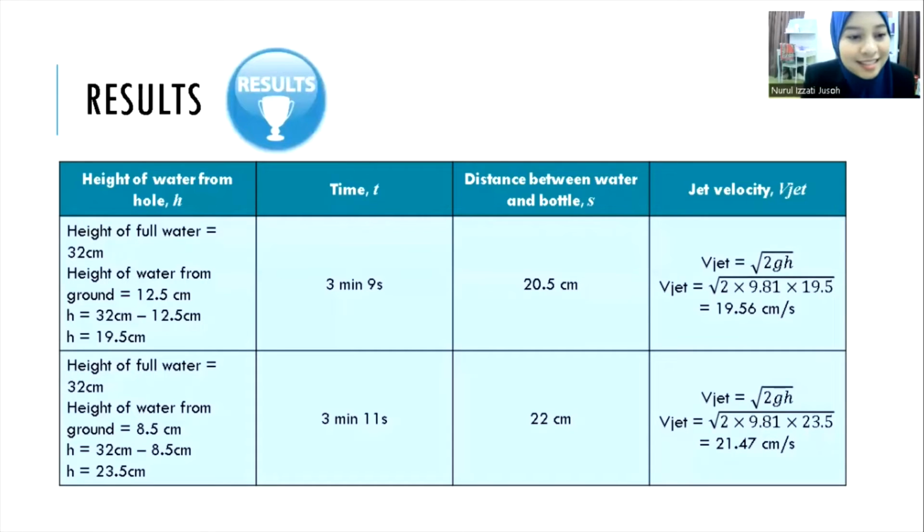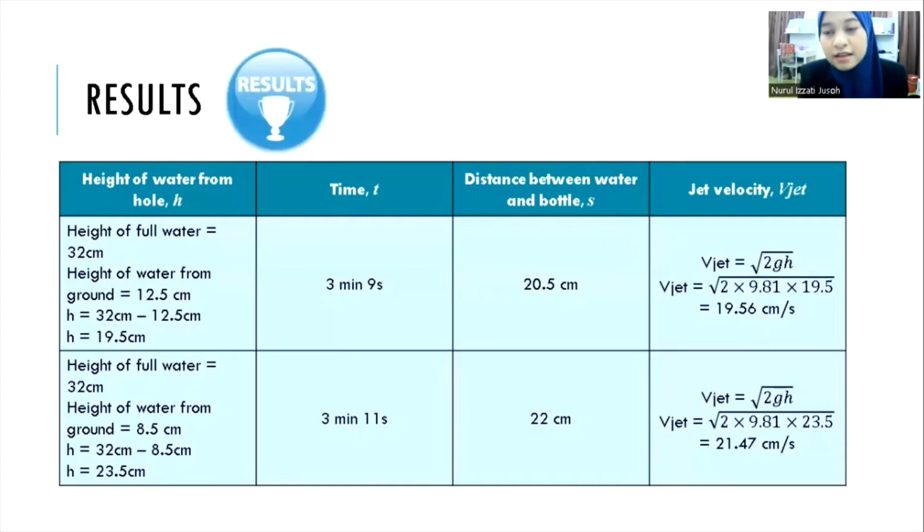Now let's check the third data. The height of the water from the hole is 19.5 centimeter, which took 3 minutes and 9 seconds for the water to stop flowing through the hole. And the distance between the water and bottle is 20.5 centimeter. The jet velocity for this data is 19.56 centimeter per second.